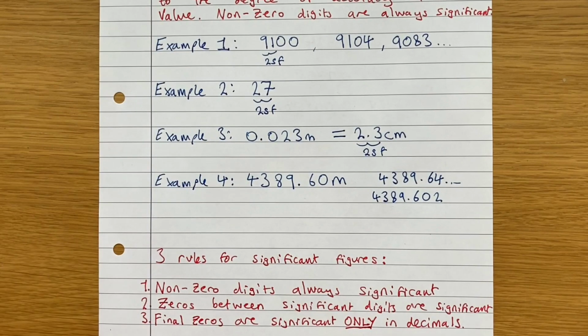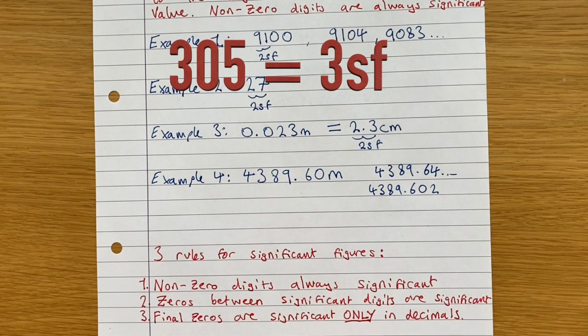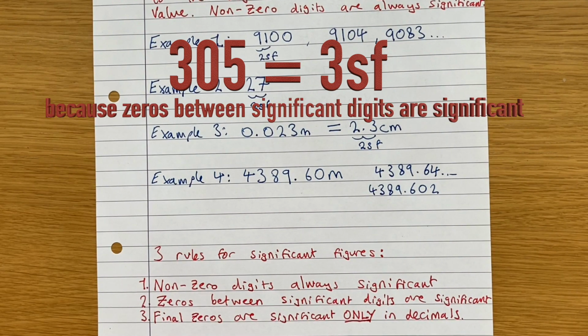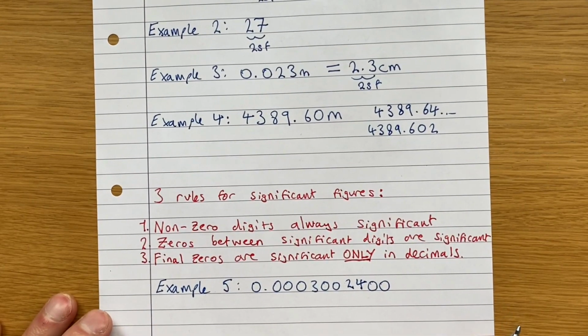It's been somewhat vague so far, so let's have a look at 3 absolute rules for significant figures which we can always follow and we can apply to any case. So number 1, non-zero digits are always significant. That's one we've already known. Number 2, zeros between significant digits are significant. If you've got 305, the 0 there is significant. And number 3, final zeros are significant only in the decimal portion of the number. So let's have a look at a quick example that just illustrates all 3 of these points.